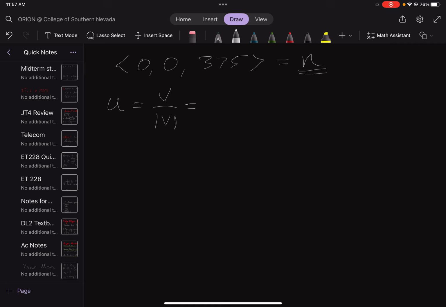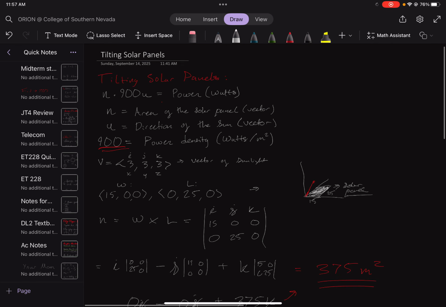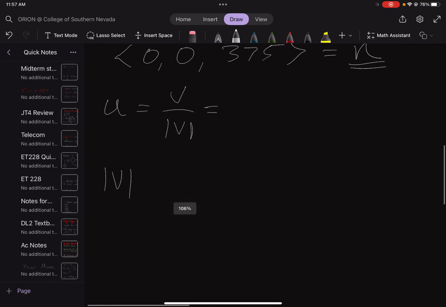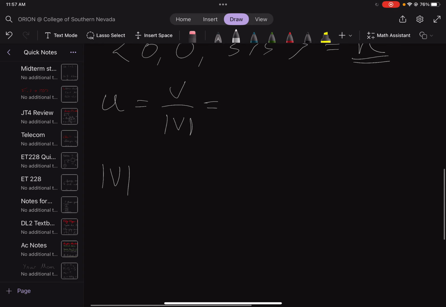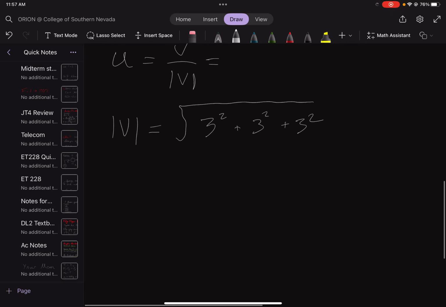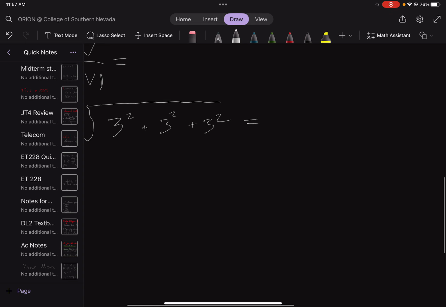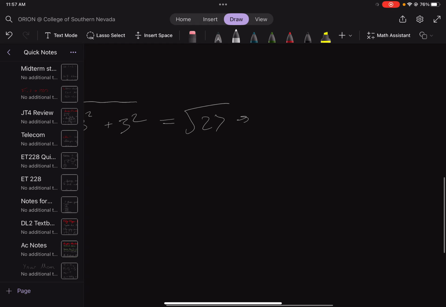So let's see. We know the magnitude of v, the vector of the sun. To find that, we have to do the square root of each of the individual coordinates squared and added. That equals the root of 27, and then we can simplify that further to 3 square root of 3.